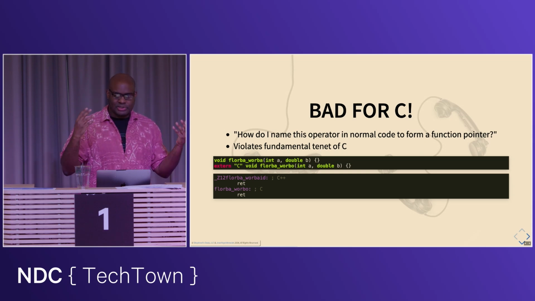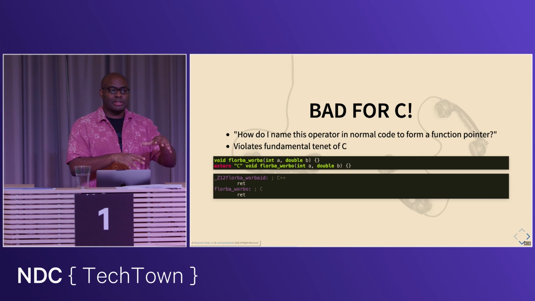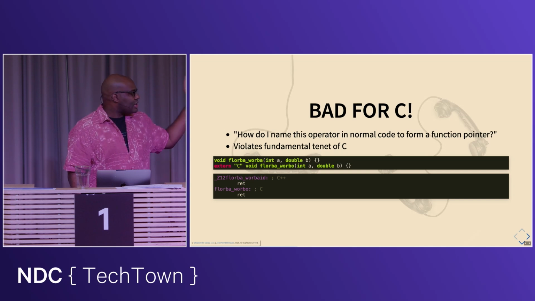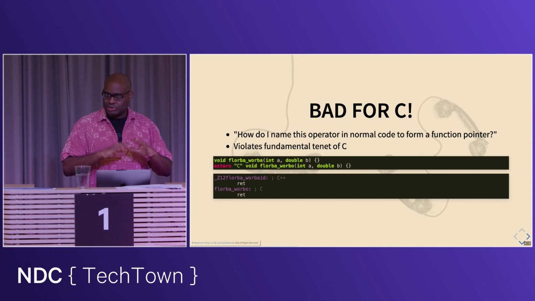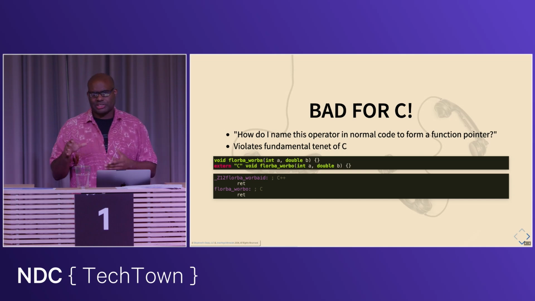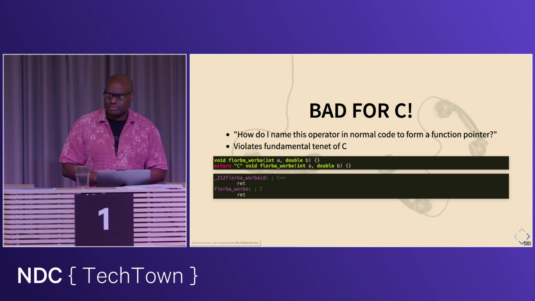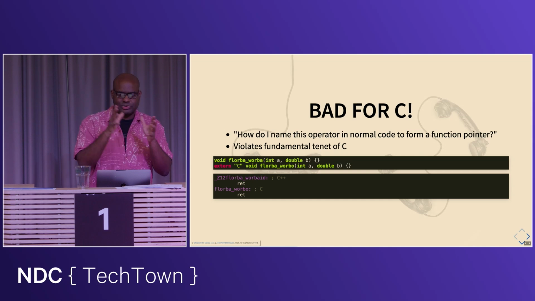And so in C++, it's really a wild, wild west when you get down to the binary level. Whereas in C, you write Florbo Warbo, you get Florbo Warbo every time, everywhere, or just about everywhere. You might get an additional underscore in places as a differentiation mechanism, but otherwise what you see is what you're getting out.